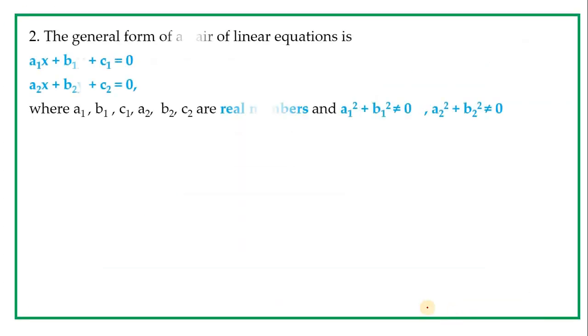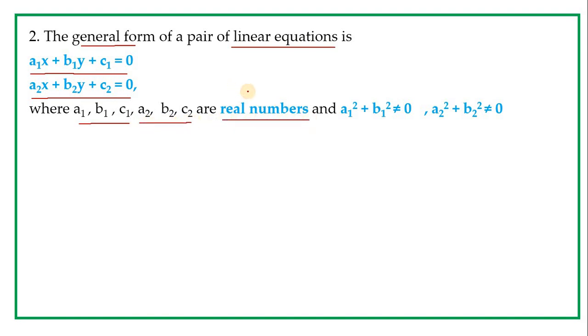Next, let us move on to another point. You have to keep this general form also in your mind, children. The general form of a pair of linear equations in two variables is A1x plus B1y plus C1 is equal to 0, and A2x plus B2y plus C2 is equal to 0, where A1, B1, C1, A2, B2, C2 are real numbers. This is very important. Whatever values we take at the place of A1, B1, C1 and A2, B2 and C2, all these will be real numbers.